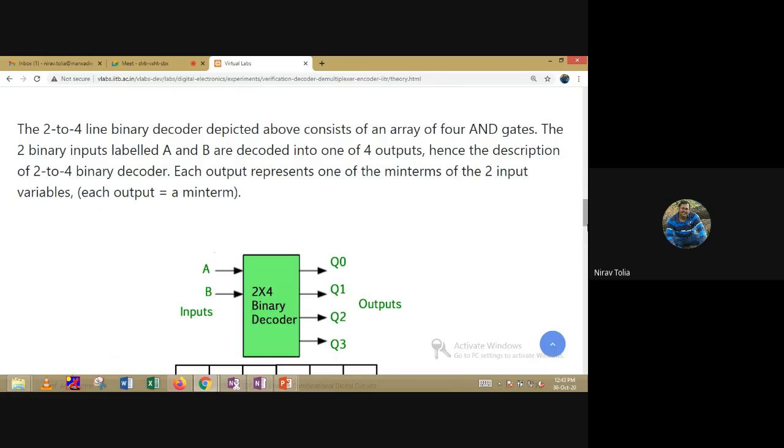The 2-line to 4-line decoder is generally made by the arrangement of 4 AND gates, and we are using 2 NOT gates. So the 2-line to 4-line decoder has 2 inputs and 4 outputs.